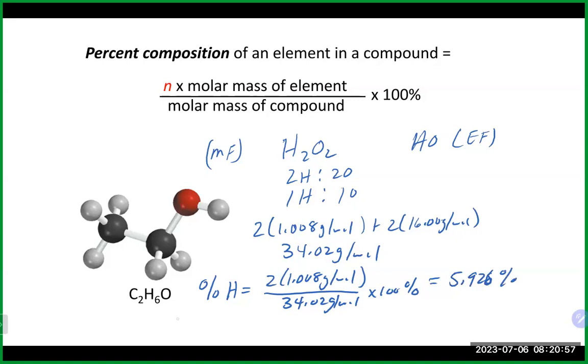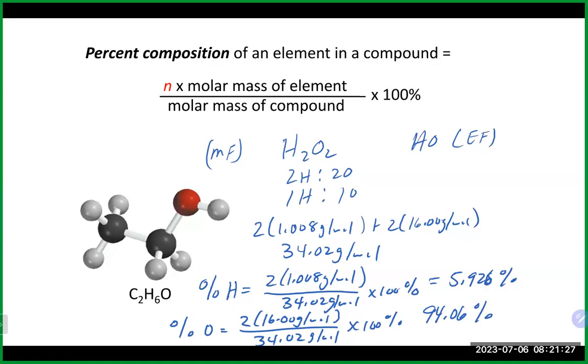hydrogen. And if we did our percentage of oxygen, it would be 2 times our 16 divided by our 34.02 times 100%. So if we do 2 times 16 divided by 34.02 times 100, I got about 94.06%. Now, that is the percentage of hydrogen and oxygen in the molecular formula.